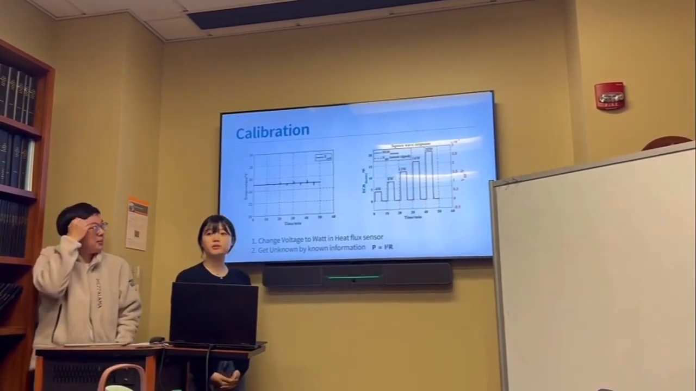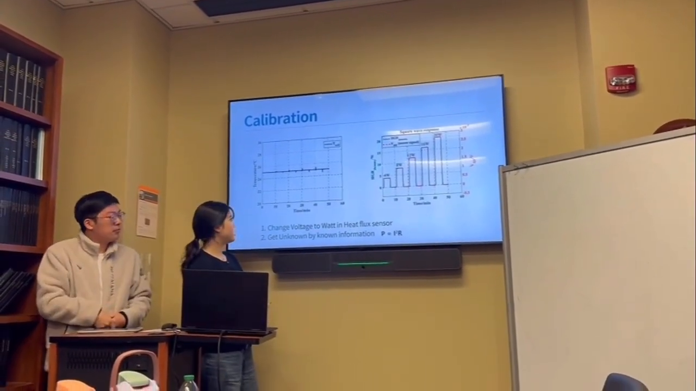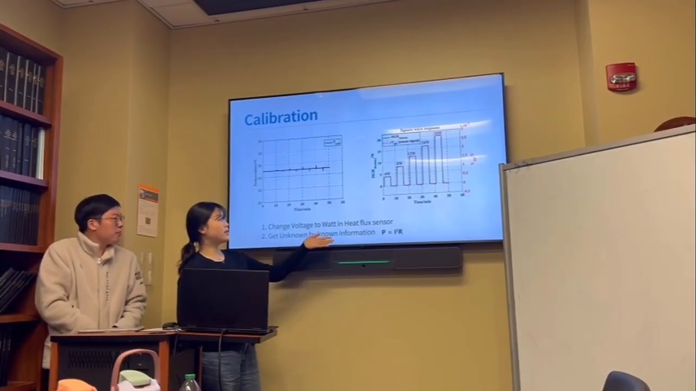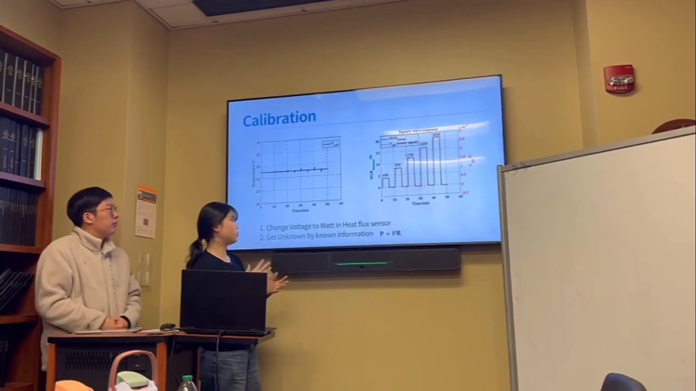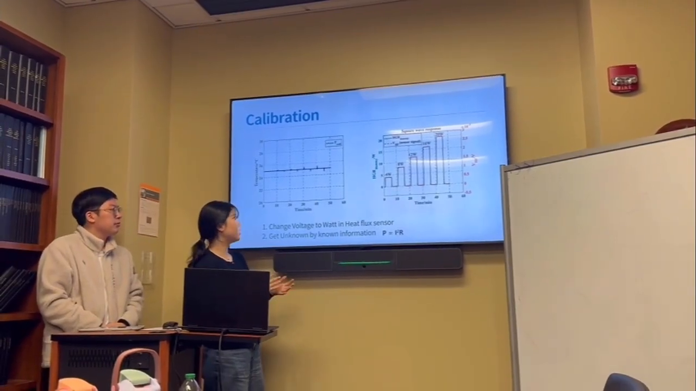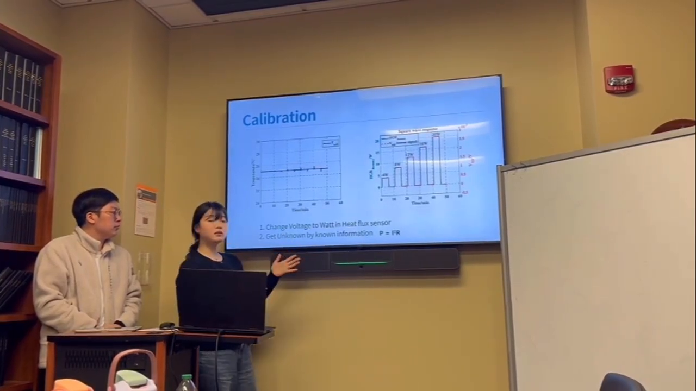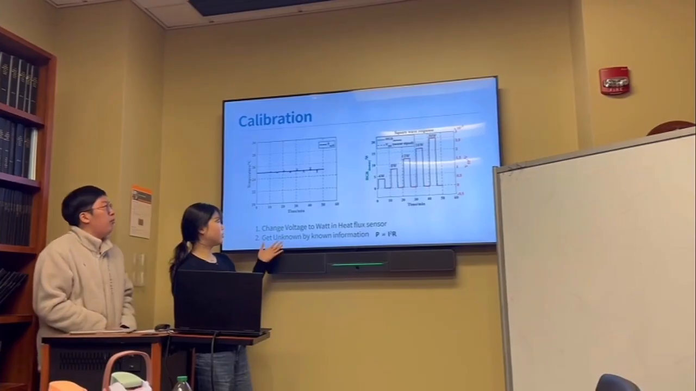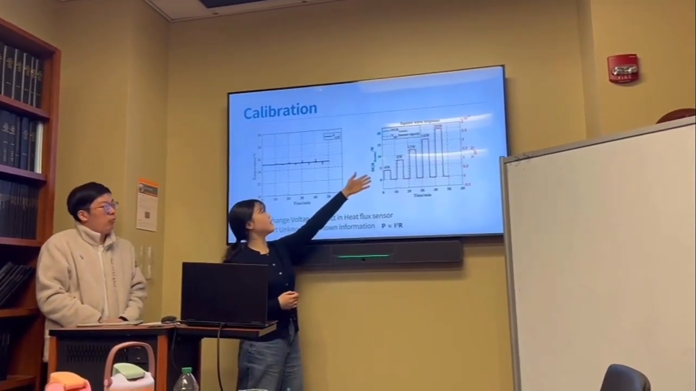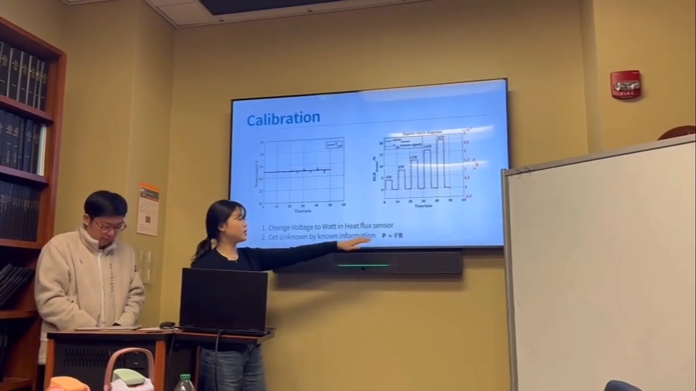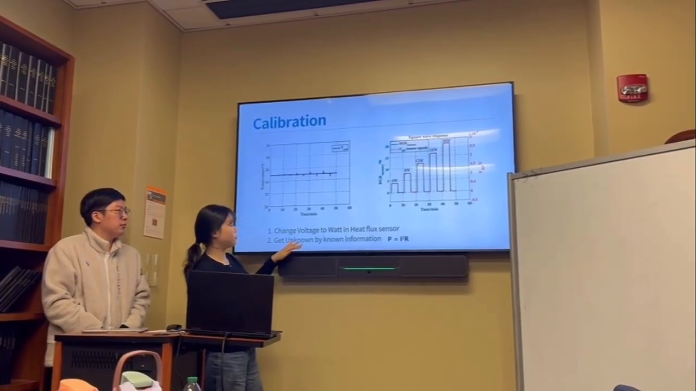Let me explain the calibration part. There are two main reasons why we use calibration. First is to change voltage to watt in the heat flux sensor. The heat flux sensor shows results in voltage, but we want the result in watt. So we need to change voltage to watt by using calibration. And the second reason is that we want to get our unknown information from known information, which is the dummy cell's heat generation rate. So by using this power equation, we calculate our unknown information.